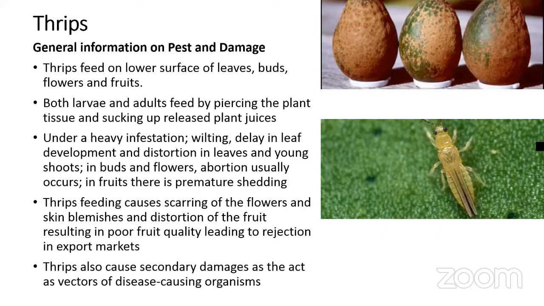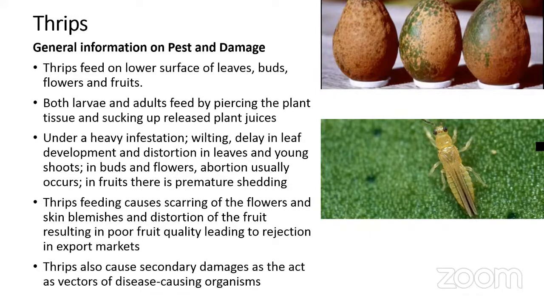Thrips feeding causes scarring of the flowers and skin blemishes and distortion of the fruit. In the flowers, you see scars, and also distortion in the skin, like you can see from the picture which is displayed on top. The skin changes. And this change in the skin will actually result in poor fruit quality, leading to rejection in export market. Because we are targeting export market, this kind of fruits will not be accepted.